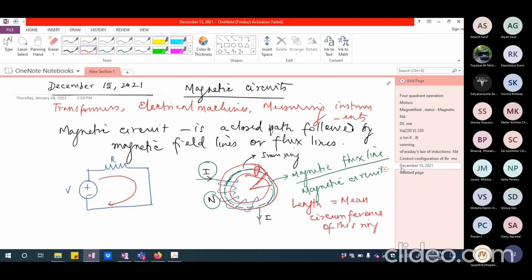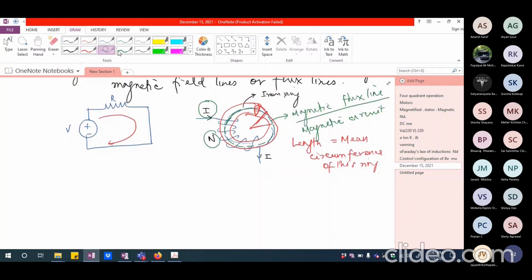Whenever I have a magnetic circuit with different radii, I will take the mean radius. If the radius of the outer side is R0 and the radius of the inner circumference is Ri, then (R0 plus Ri) divided by 2 is R mean. So 2 pi R mean happens to be the length of the magnetic circuit in this particular case.